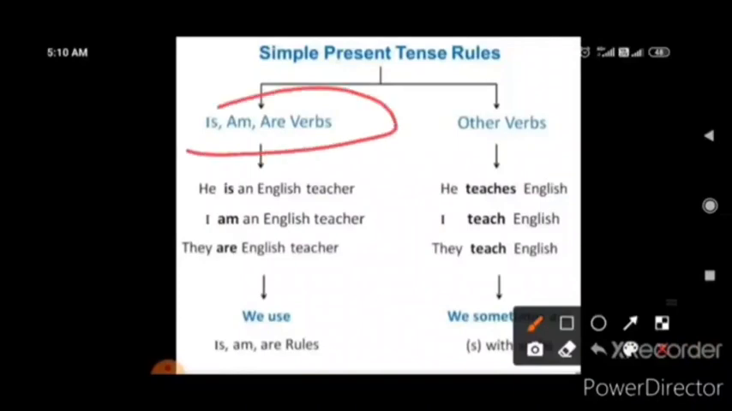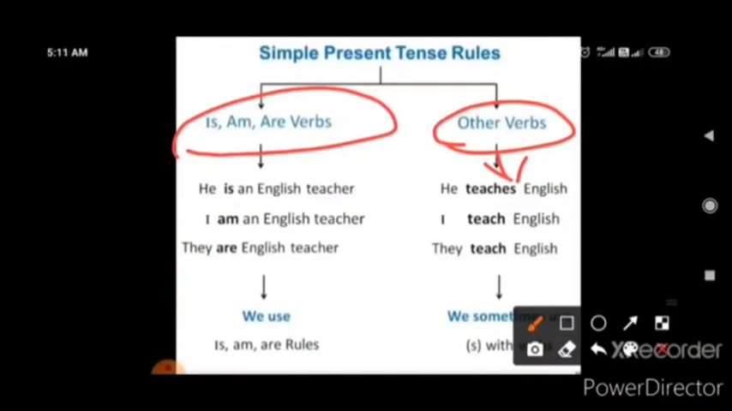So, be form verbs and other verbs, meaning main verbs. Be form verbs: am, is, are. Main verbs: teach, come, go, eat, play and study, etc. So, he is a teacher, I am an English teacher, they are English teachers, you are a student.